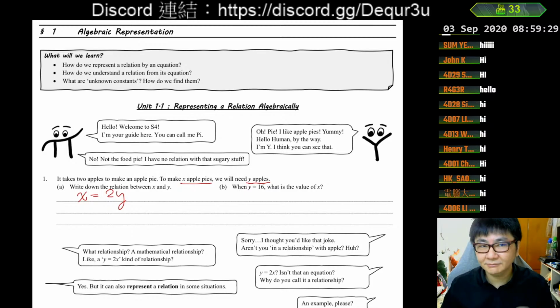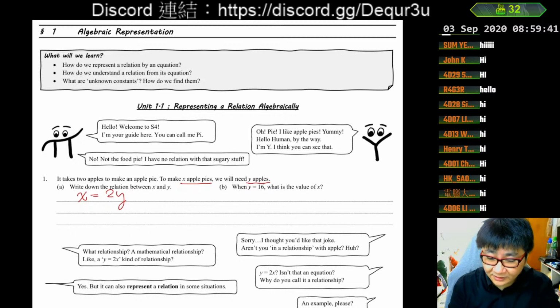But later we want to see more. Algebraic form, is there any other representation, other ways to represent it, like a table or a graph? Okay, so we will see it later. And part B also asks you about using the equation. So when Y is 16, what is X?